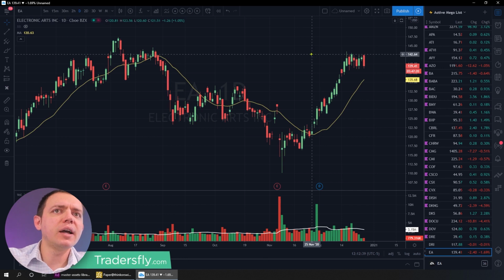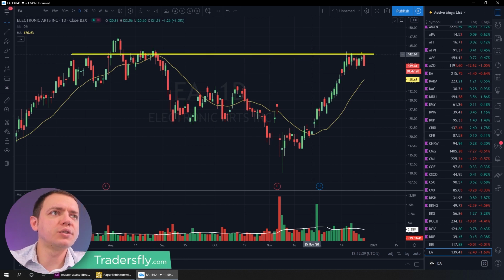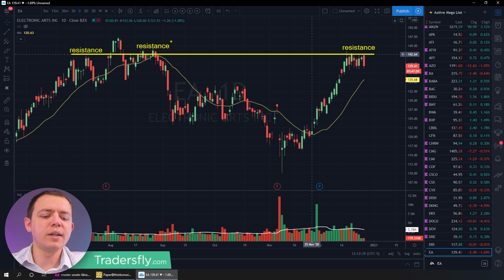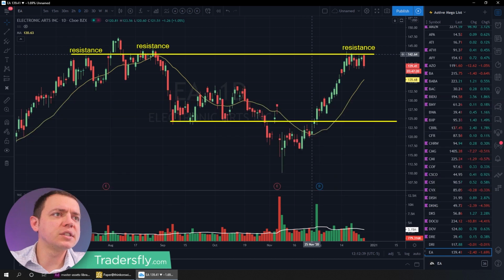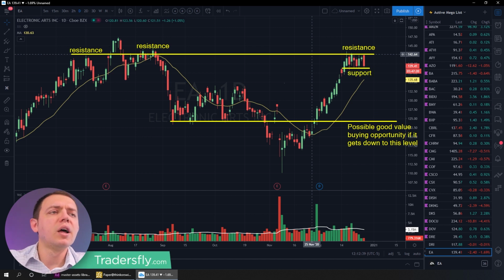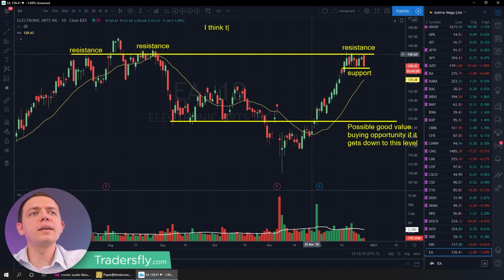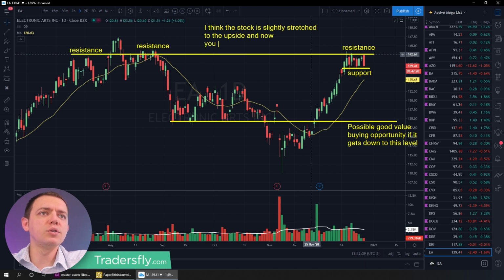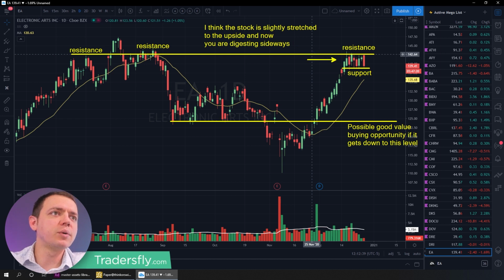EA here, as we check this one out, notice right here we are right at resistance. You can see that more neutral on this one. There is some nice good value opportunity here around 125. I don't think it'll get there. Here's some more support level. I think the stock is slightly stretched to the upside, and now you are digesting sideways. So here's your sideways consolidation pattern.